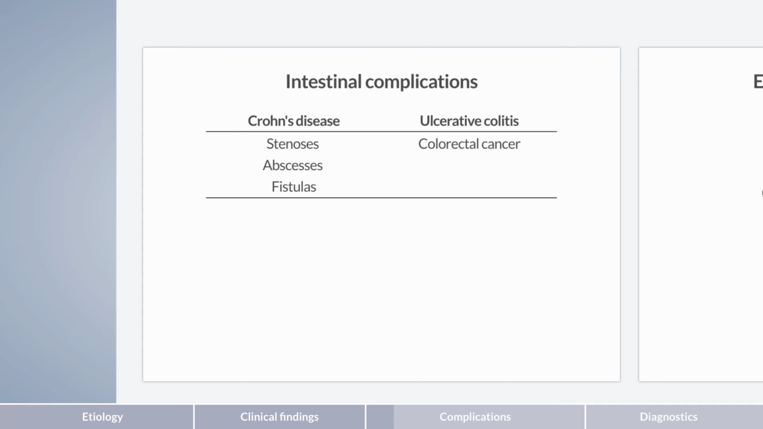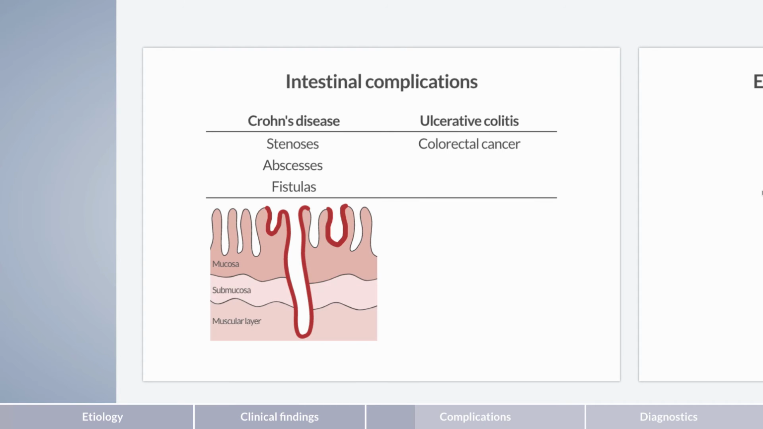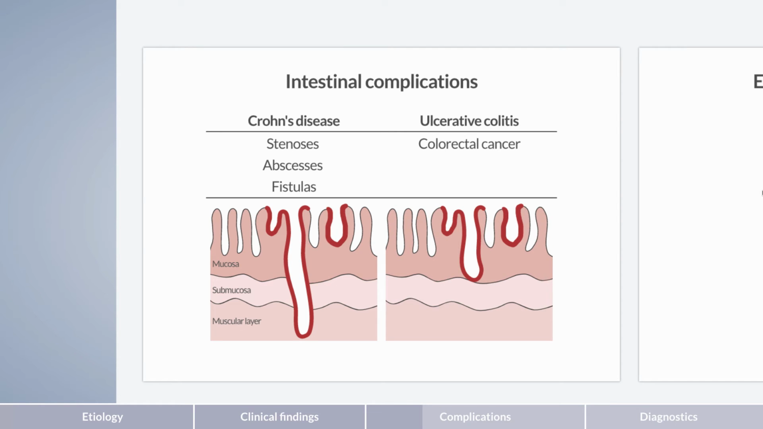Stenoses, abscesses, and fistulas are more common in Crohn's disease. Fistulas are present in up to 40% of cases and often the initial symptom in Crohn's disease. This is caused by the spread of inflammation. In Crohn's disease, inflammation involves all intestinal layers, whereas in ulcerative colitis, only the mucosa is affected. Stenoses, abscesses, and fistulas are therefore more common in Crohn's disease and are rare in ulcerative colitis.